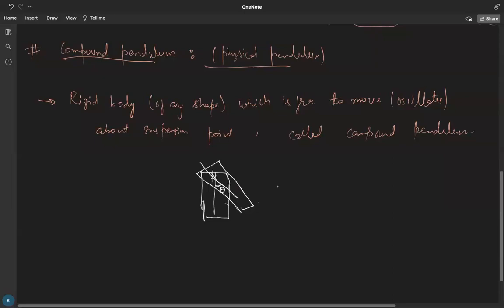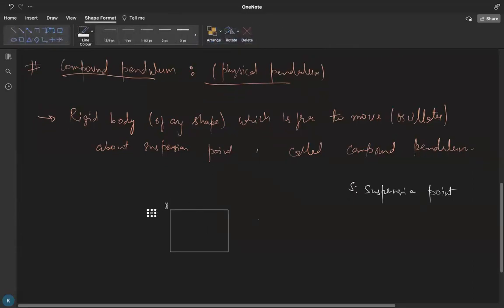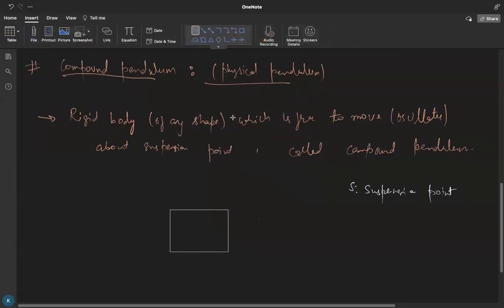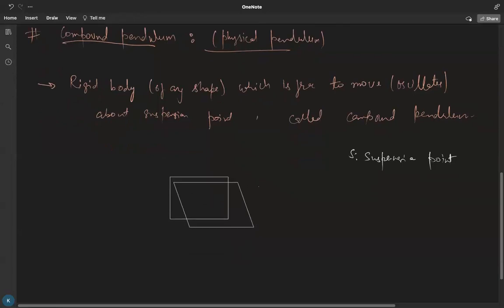What I'm trying to say is, let me first write what the points are. So S is the suspension point. Let me make it in a better way. I can draw it using a line. Yeah, that's fine.